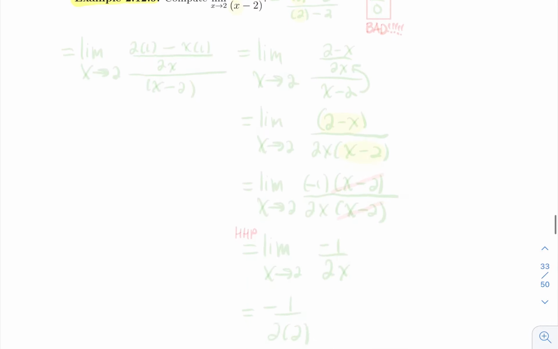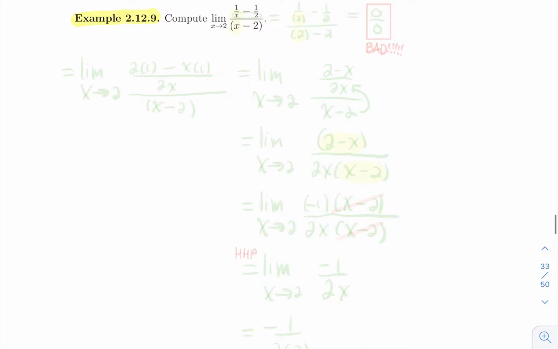So our first example here, let's compute the limit as x approaches 2 of 1 over x minus 1 half, that's at the numerator, over x minus 2. Again here, the core philosophy stays the same. Let's just try to plug 2 in there. So you're going to get 1 over 2 minus 1 over 2, divided by 2 minus 2. So here I'm replacing all my x's by 2.